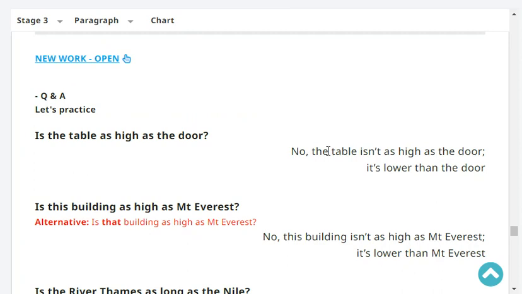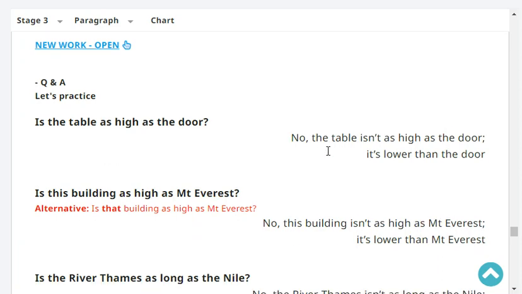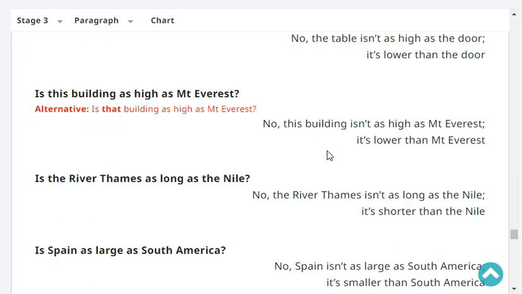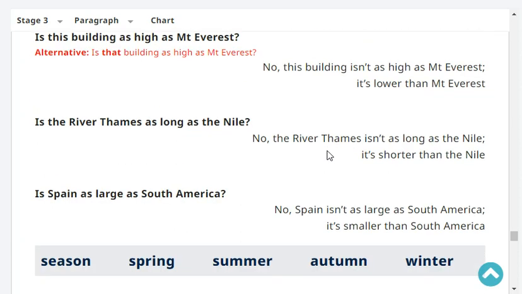Is your building as high as Mount Everest? No, my building isn't as high as Mount Everest. It's lower than Mount Everest. Right?